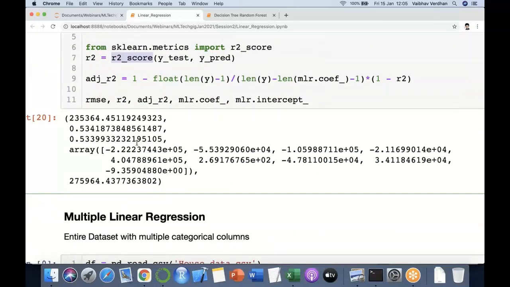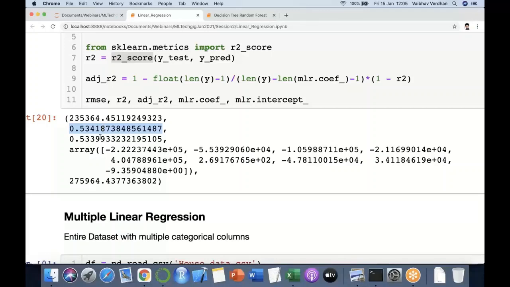If you look at your model, your R square value is coming to be 53%. Now 53% is not a very good model. 53% R square is not a very healthy model. Ideally, you would want your R square to be more than 75%. Generally you would want it to be more than 75% or more than 80%.